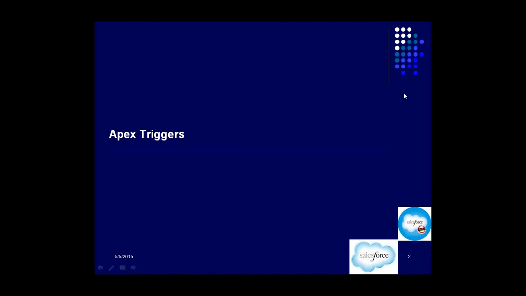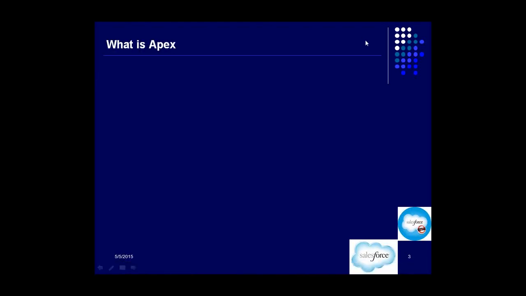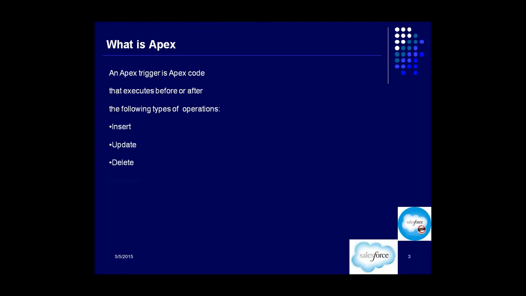Yes, we can. Okay. So we start talking about Apex Trigger. So let's first of all understand what is Apex Trigger. An Apex Trigger is Apex code that executes before or after the following types of operations. So it's just a piece of code which can be executed before or after following operations. Which all operations? All the DML operations. Insert, update, delete, undelete.